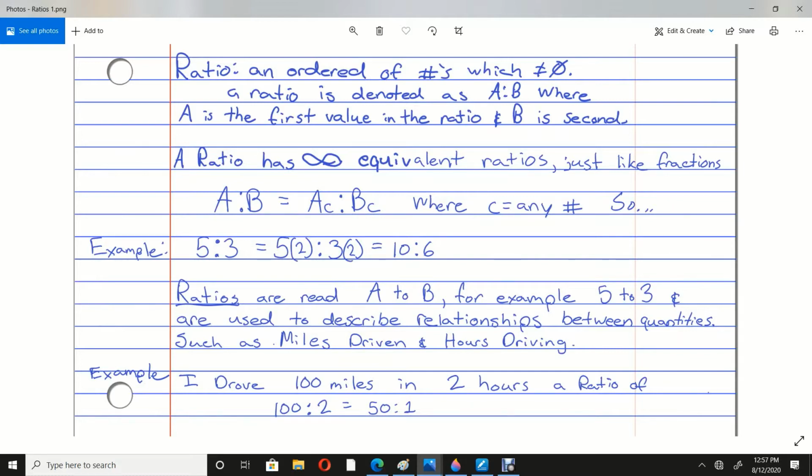We can multiply them both by 1/2, if you want to say it like that, but we also could just divide them in half. So 50 to 1 is equal to 100 to 2, and again, it's describing the relationship between the miles we've driven and the hours that we've driven.